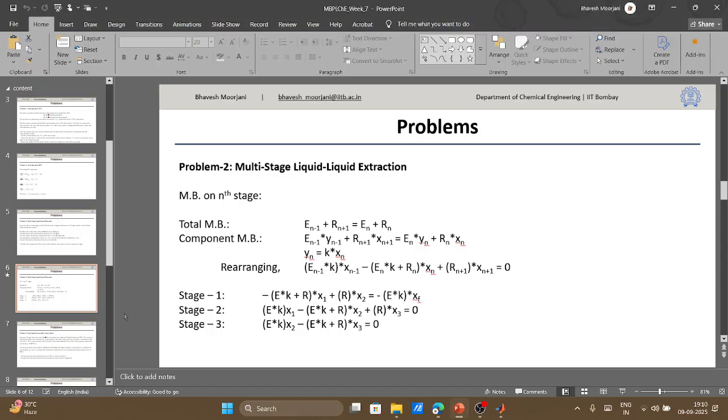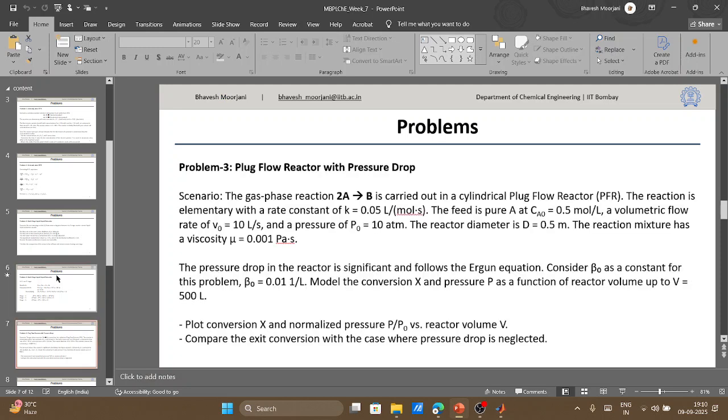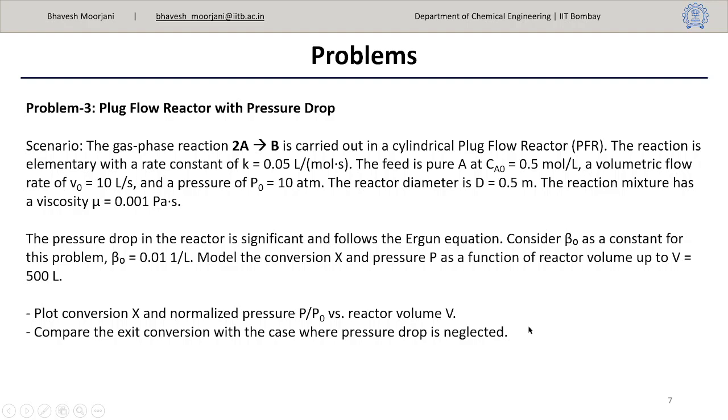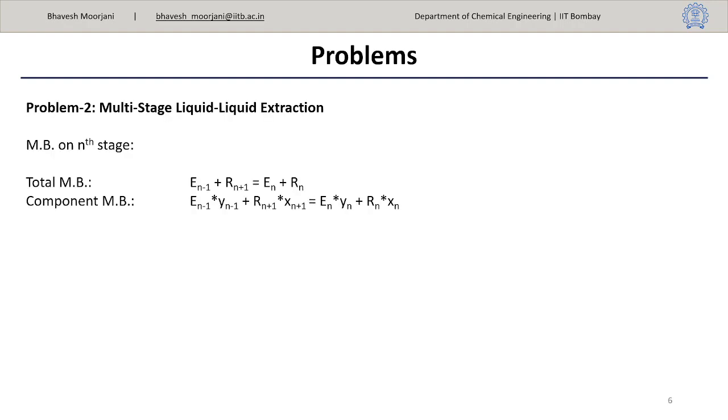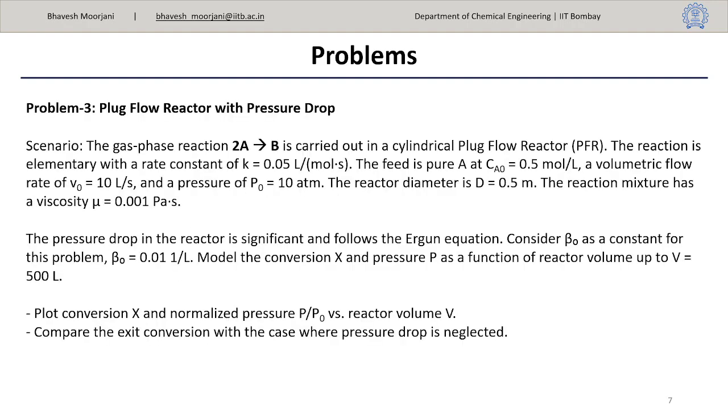Then let's move forward with the third example, which is a plug flow reactor with a pressure drop in the reactor, right? So for this part, one governing equation is obviously the mass balance equations, which involves the reaction part. But here we have also been told that this time pressure drop is also occurring in the reactor. Then we have to be cautious, right? So what is the scenario that has been given?